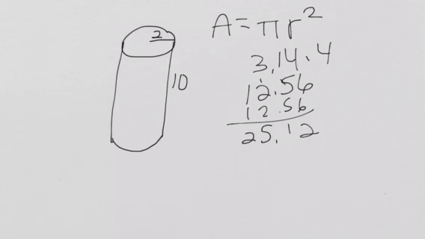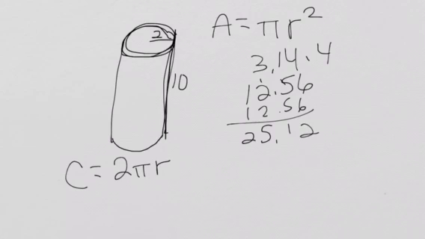But how do we find the lateral surface area of a cylinder? Well, we need the distance around times the height. The distance around times the height. So circumference equals 2 pi r in this case. So 2 pi r would be 2 times 3.14 times 2. So we'd end up with 4 times 3.14. That's going to be 12.56.